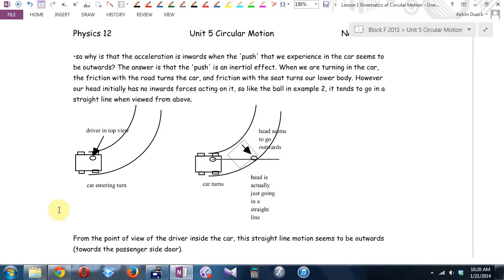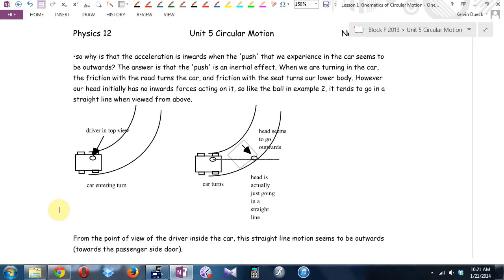Now that means for you to stay with the car, something has to apply a force to you. Part of it is friction between your bottom and the seat. That applies a force to your lower half. But your head and your torso are not attached to the seat very well. They want to keep going in a straight line at a steady speed. So what applies the force? Imagine you're in the passenger seat of a car, and the car is making a quick left turn. What applies the force?